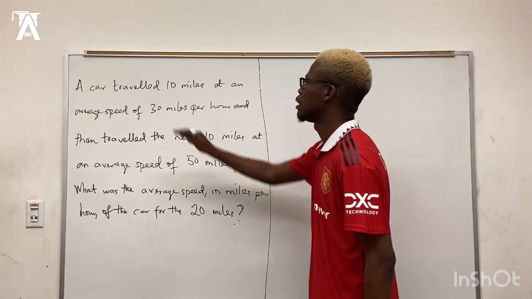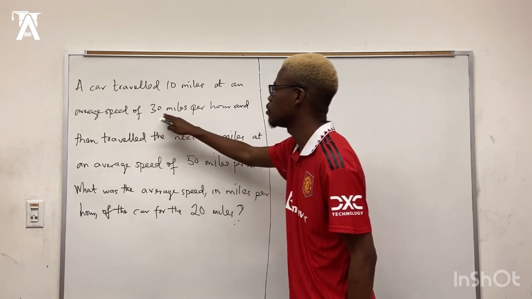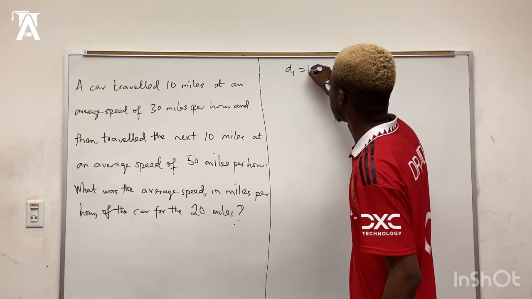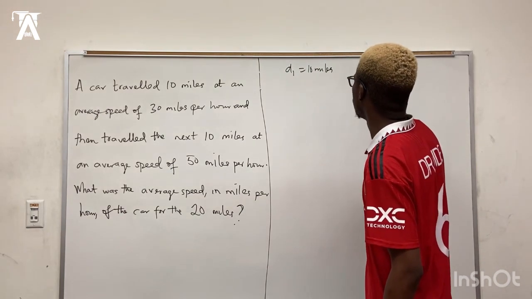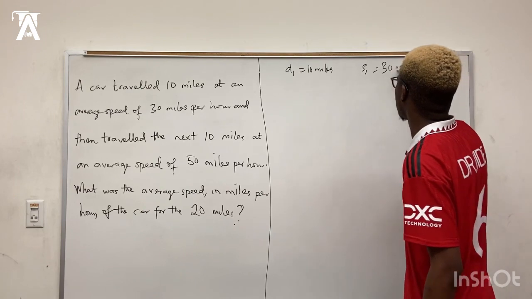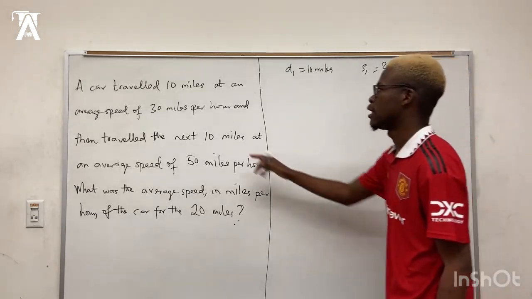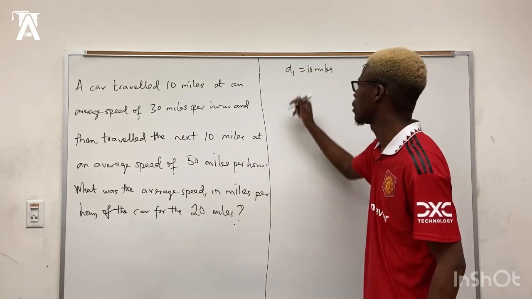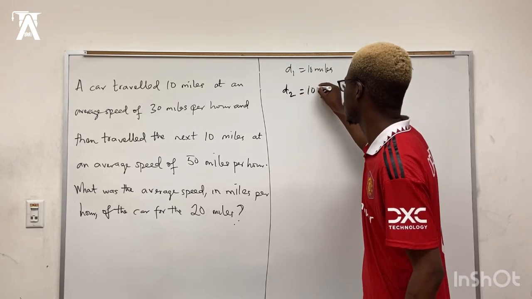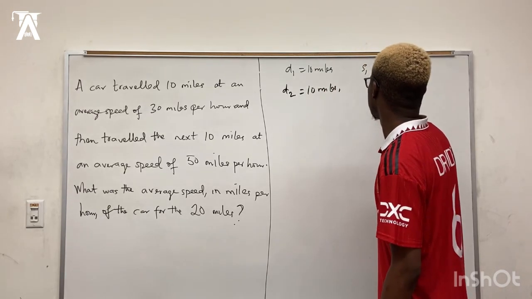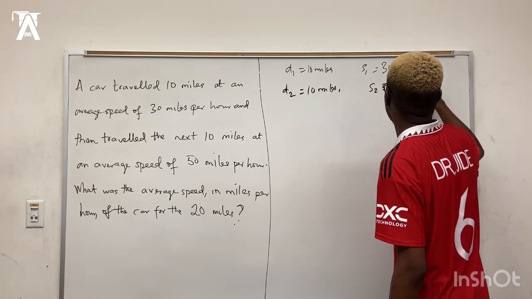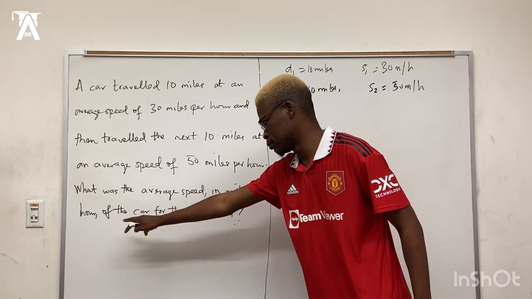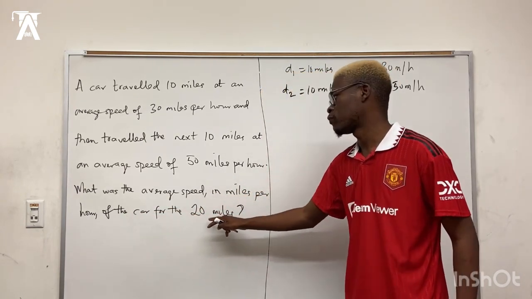So let's do that. A car traveled 10 miles at an average speed of 30 miles per hour. Distance 1 is 10 miles. Speed 1 is what? 30 miles per hour. Then, it traveled the next 10 miles at an average speed of 50 miles per hour. Distance 2 is another 10 miles. Speed 2 is 50 miles per hour. What is the average speed in miles per hour of the car for the 20 miles?